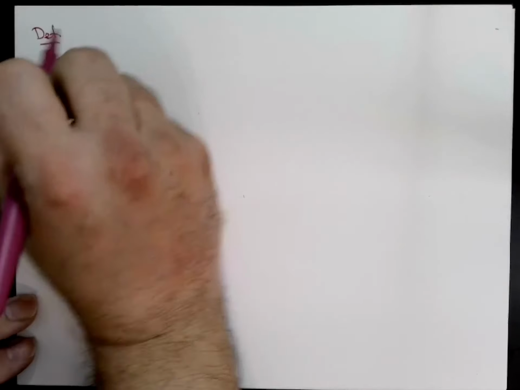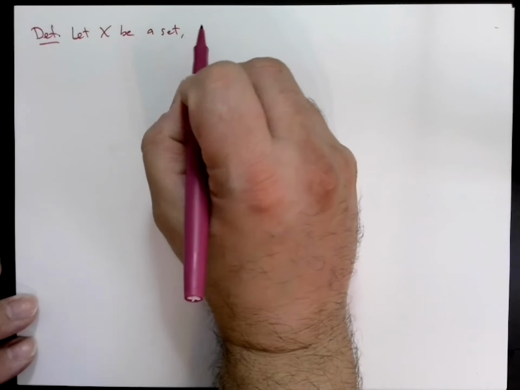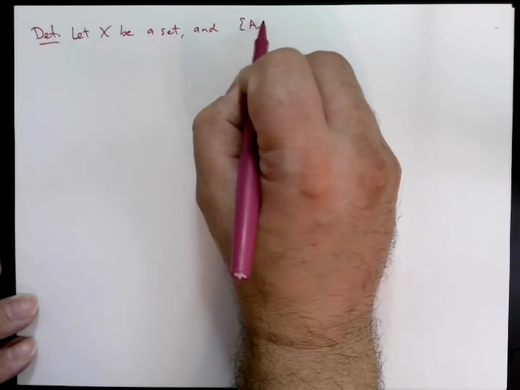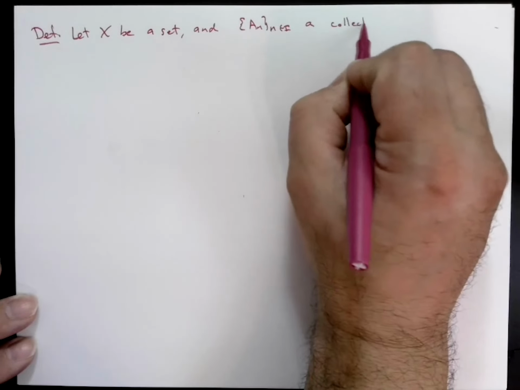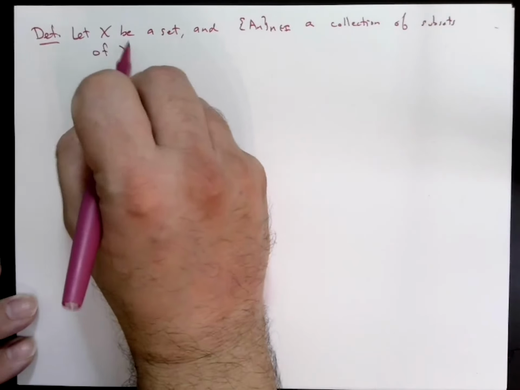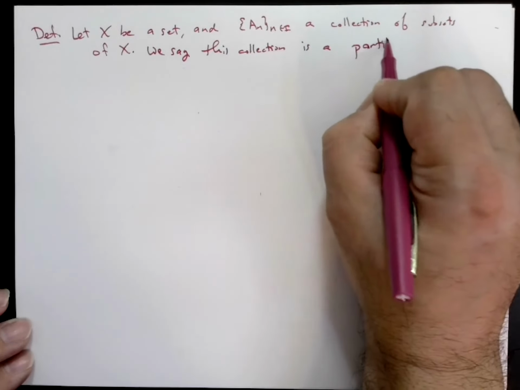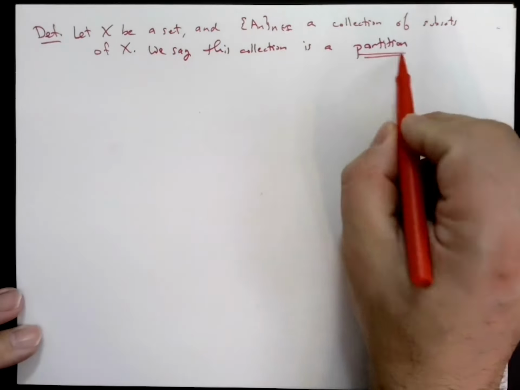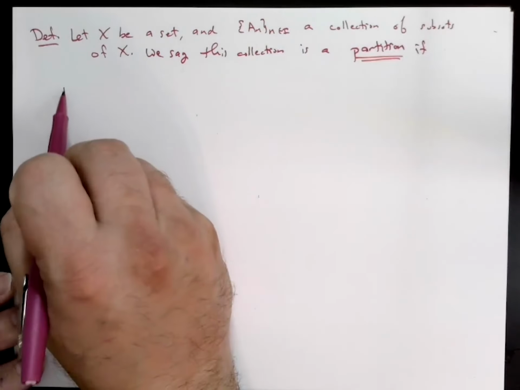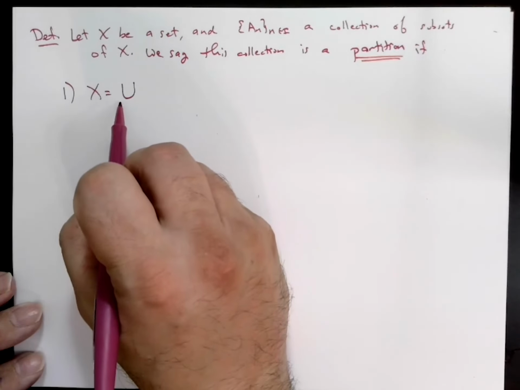All right, let's start with the definition. Let X be any set. A collection A_n of subsets of X is called a partition if two properties are true. The first one is that the set X needs to be the union of all the A_n's. Sometimes this is called exhaustive.